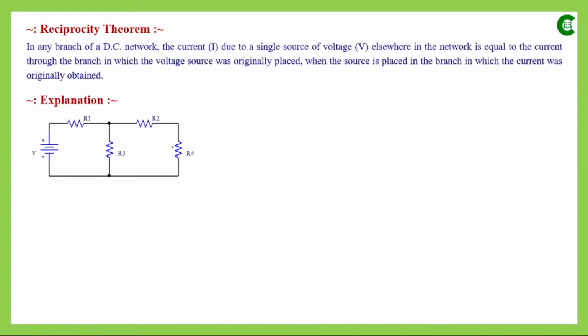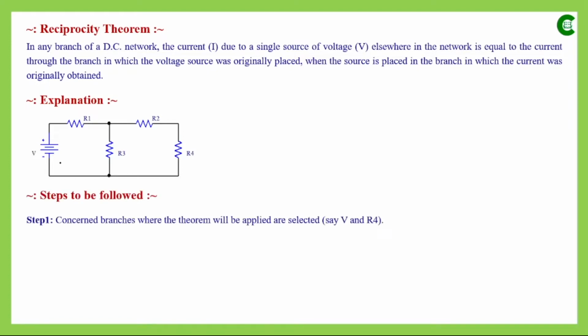Now in this DC network, we have four passive elements or resistors and a single voltage source. Now we will verify the reciprocity theorem, and we will see it in a step-by-step approach. In the first step, we have to choose two branches where we will verify the reciprocity theorem. Let's say we have chosen this voltage source, which is the single voltage source in this DC network, and we have chosen this resistor or passive element through which we want to find the current value.